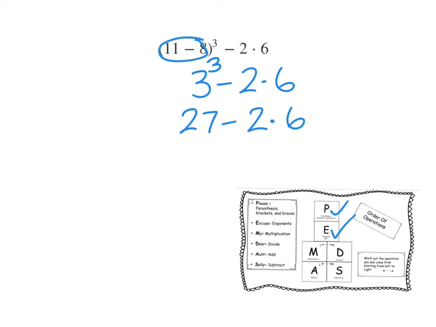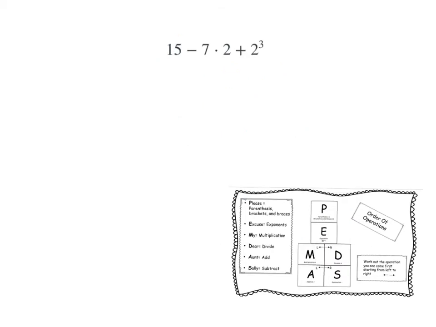My next step, I see multiplication, so I'm going to do 2 times 6. So 27 minus 2 times 6, which is 12. Got that. And finally, subtraction. 27 minus 12 equals 15.